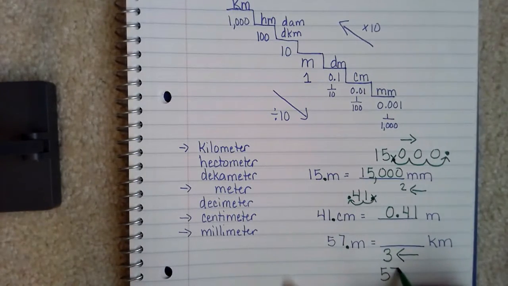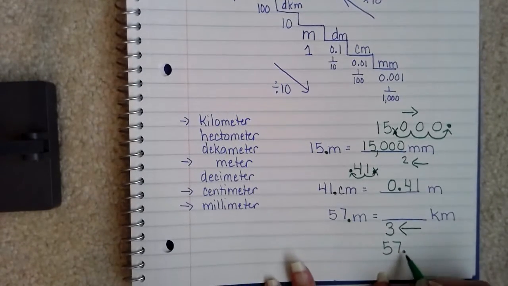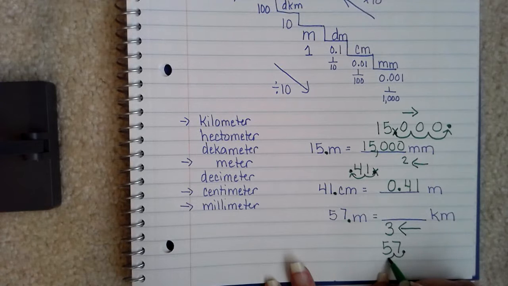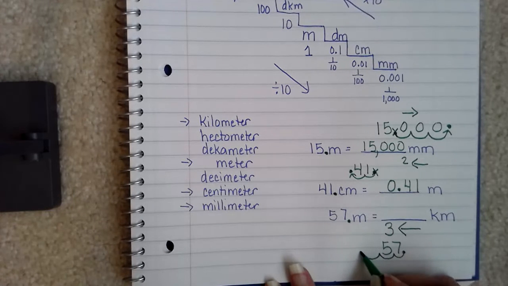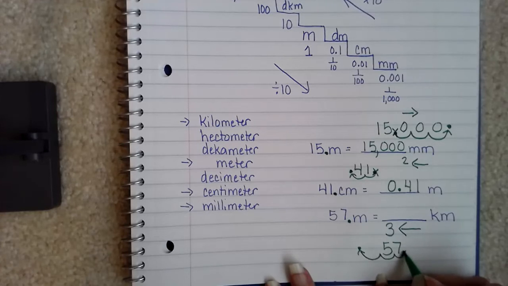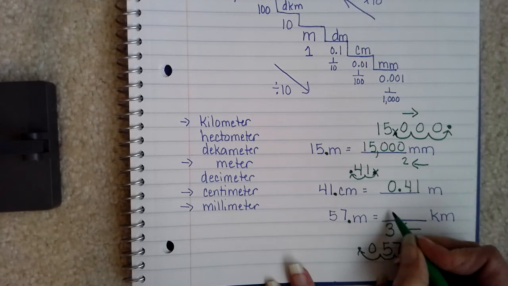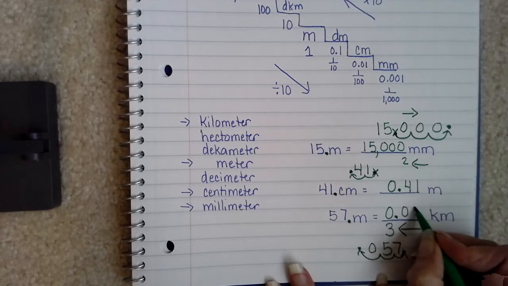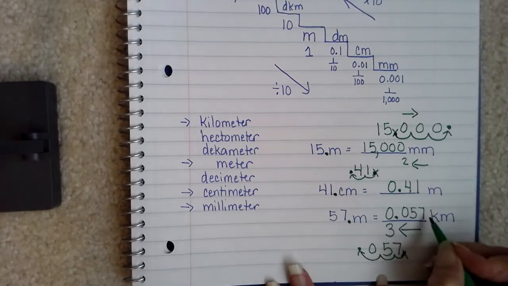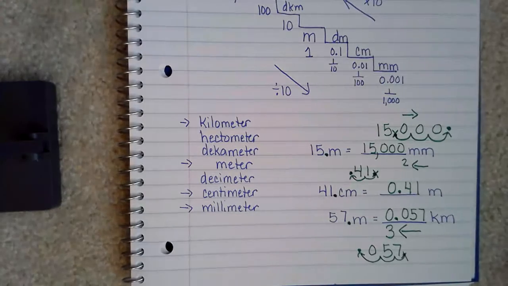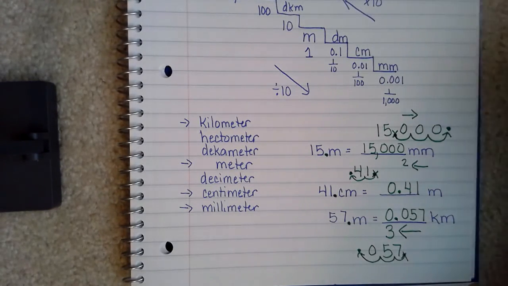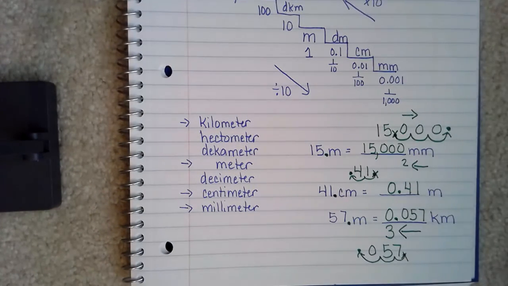So 57 point, move it 3 spaces to the left. 1, 2, 3. Oh, I had to move it here. There was nothing there. What can I put there? That's right, a 0. So 0.057 becomes my answer.